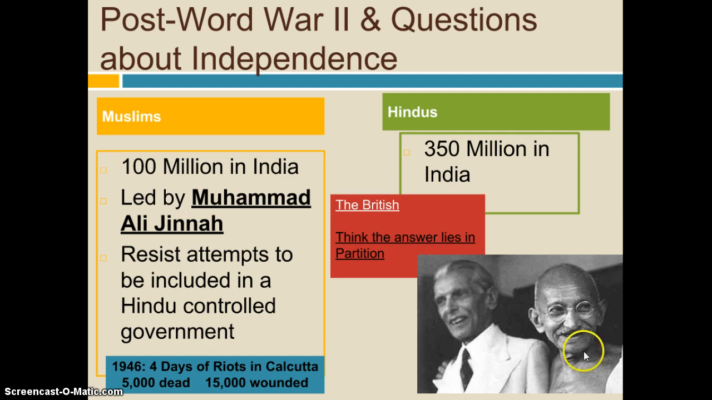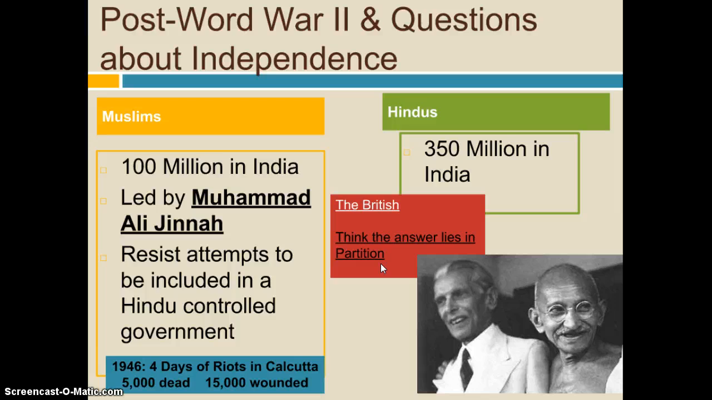The Muslims, remember, are led by Muhammad Ali Jinnah, a name in your SOL packet, and something handy to remember. And he starts to resist attempts to be included, right? Here he is with Gandhi. I think they were trying to include him and other Muslims in this new government, but he kind of resists this. So the British say, you know what, why don't we just split it up? Why don't we partition India into the Muslim section and a Hindu section?